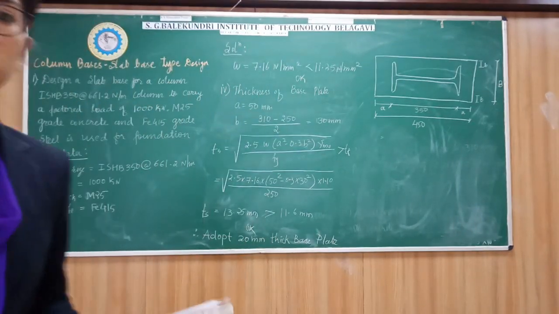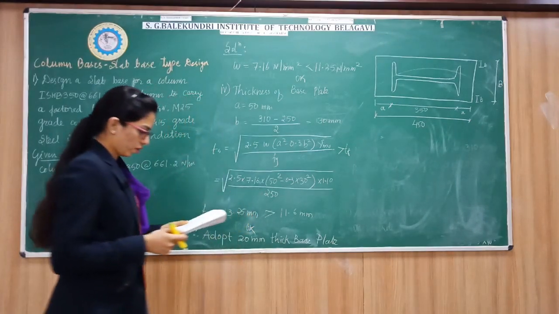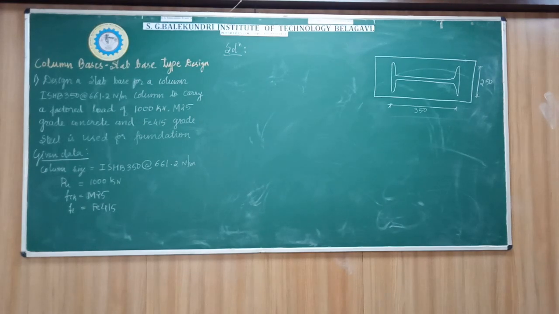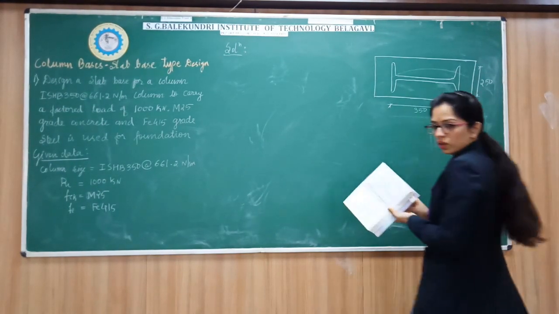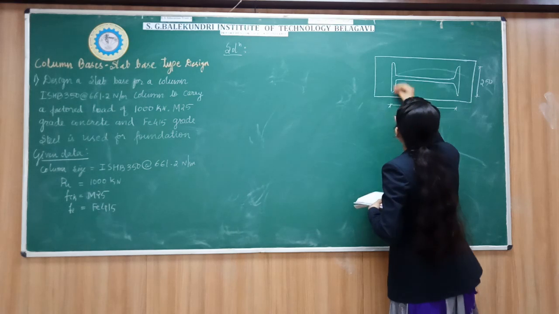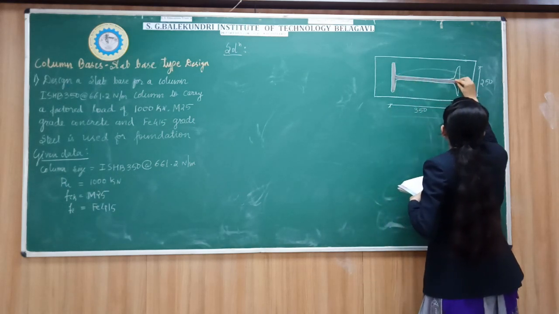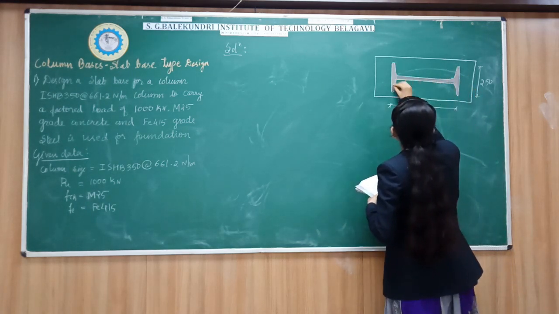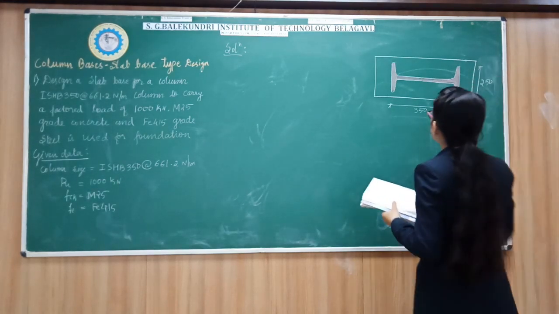Now let us move on to calculate the connection. We need to provide a connection, that is a welding connection. So this is my ISHB, and I need to provide a weld.